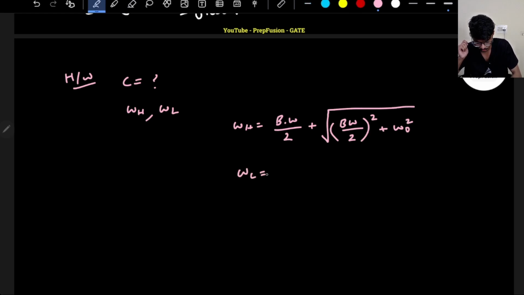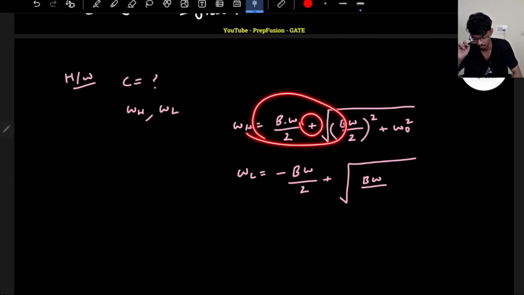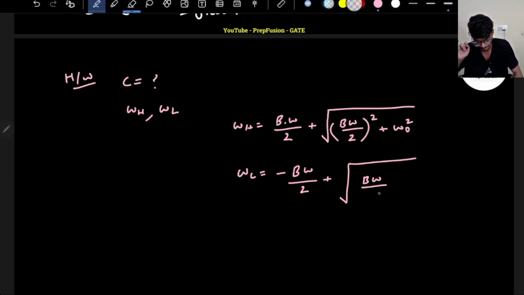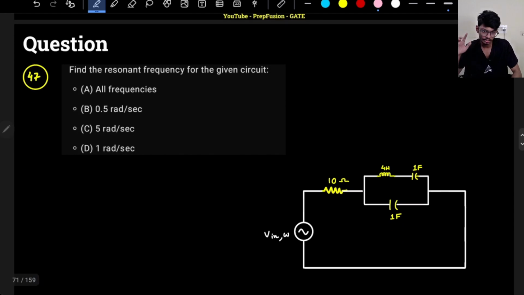What is omega L? Omega L will be minus bandwidth by 2 plus, like I am doing the homework for you, plus under root bandwidth by 2 whole square plus omega naught square. How do you remember? Because it is a lower 3 dB frequency, there will be a negative sign here. Because it is a higher 3 dB frequency, there will be a positive sign here. Okay, so that was about the homework. I hope you can put it down in the comments below.